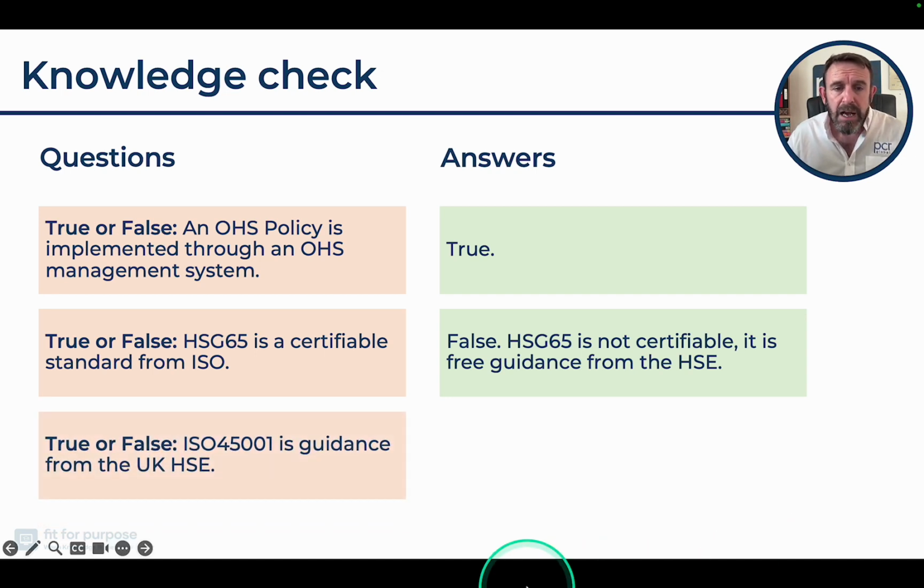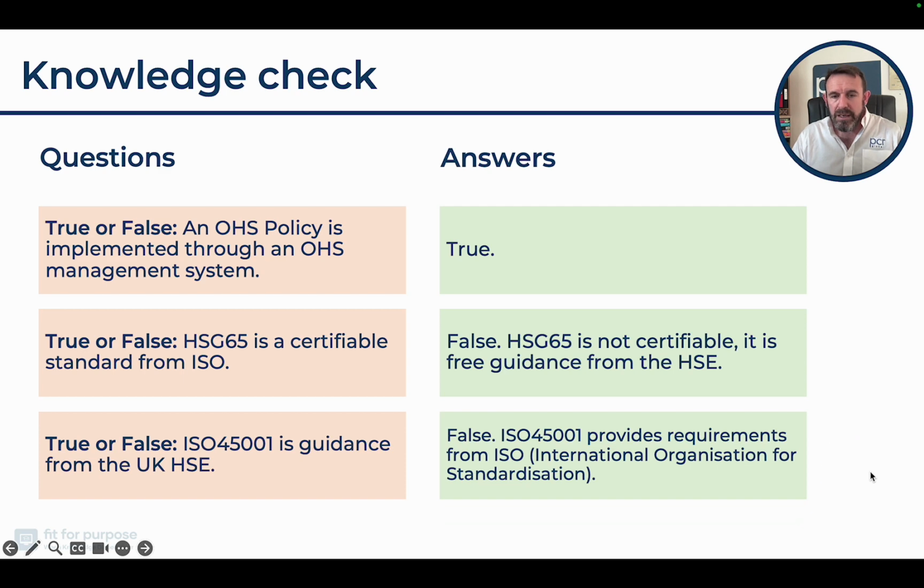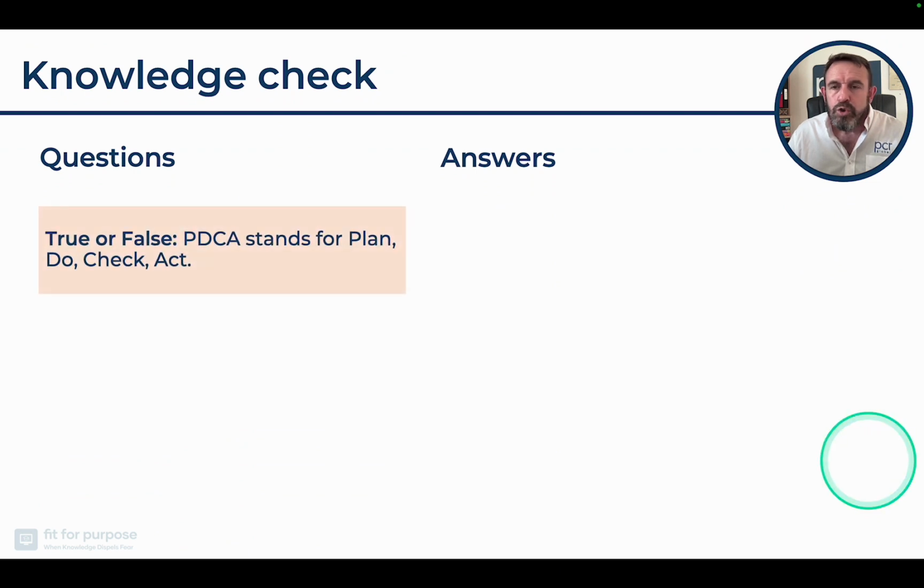True or false? ISO 45 is guidance from the UK HSE. Well, it's not. That is HSG 65, as we know. ISO comes from the International Organization for Standardization. We go on. True or false? PDCA stands for Plan, Do, Check and Act. PDCA was in both of those management systems that we looked at, HSG 65 and ISO 45001.